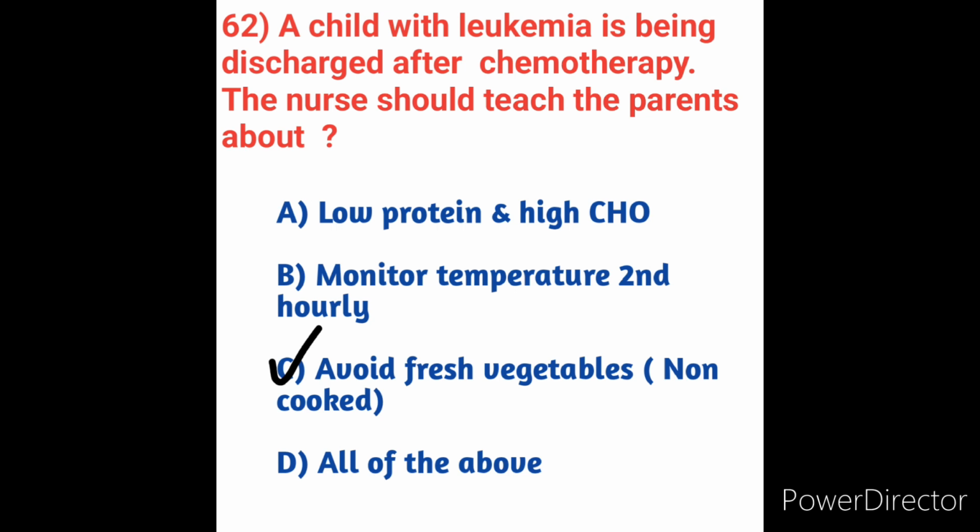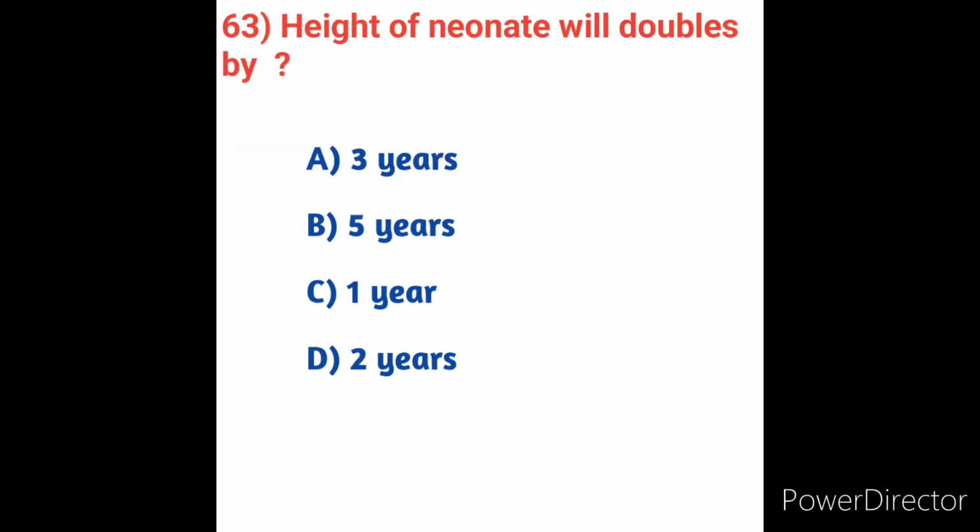Next we will move on to question number 63. The height of a neonate will double by... We will see the options here. Option A, 3 years. Option B, 5 years. Option C, 1 year. Option D, 2 years.